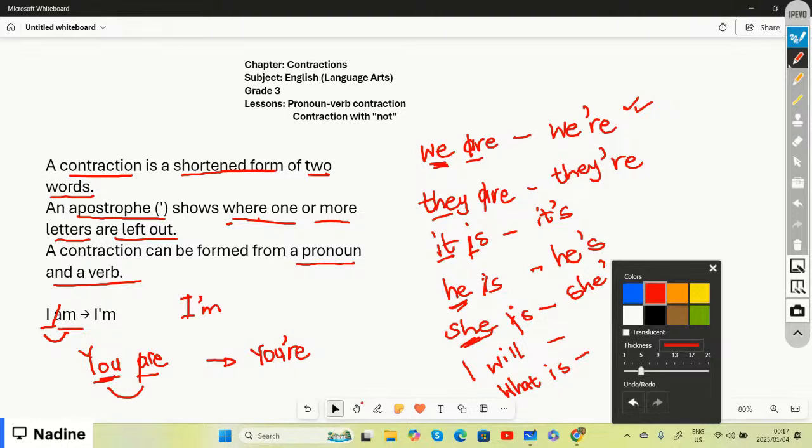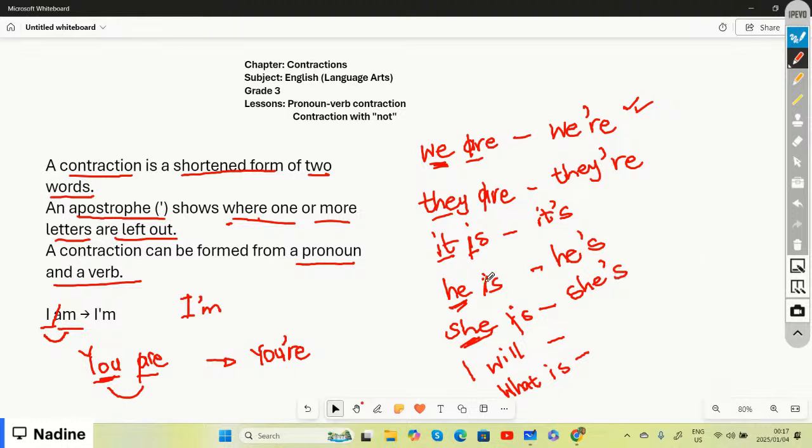I will. We need to shorten I will. How are we going to shorten I will? Remember, the pronoun stays the same, right? So I will stay the same, right? Then we will remove the W, we will remove the I. We put an apostrophe in its place, and we add the double L. So now, instead of saying I will, we say I'll. Yes, well done. I'll is correct.